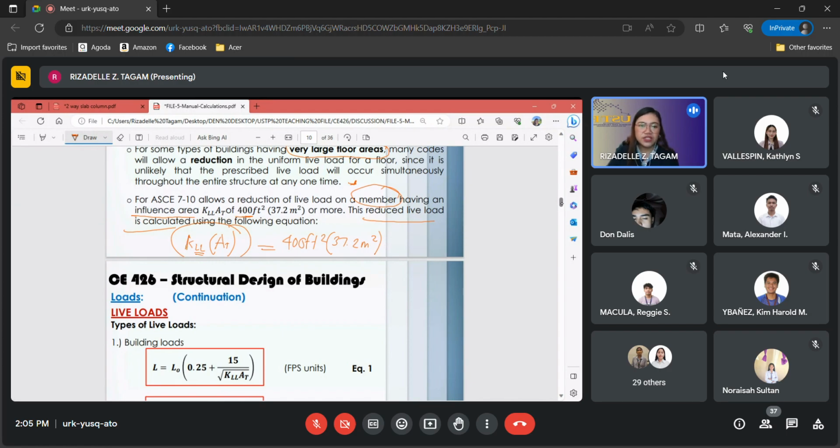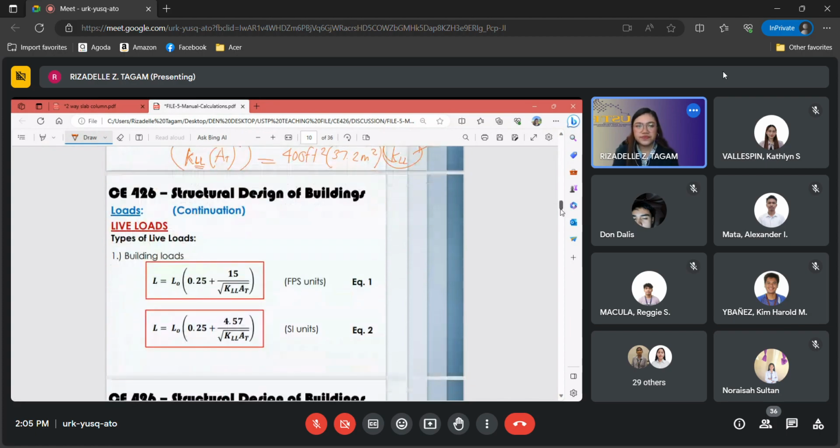So we still need to solve for K sub LL. This K sub LL is given in table form. What is the value for interior beams, what is the value for exterior beams. You just multiply it. And I will give it to you.